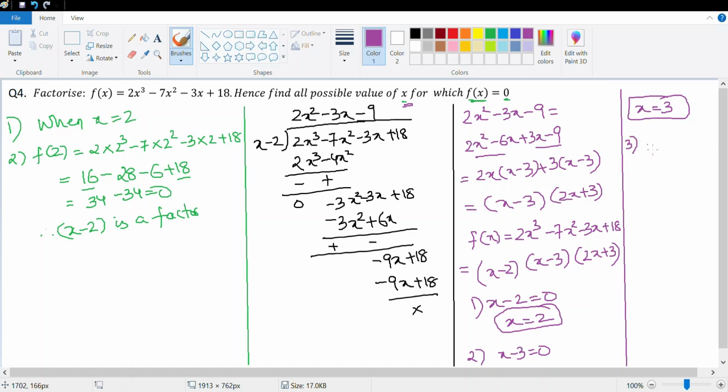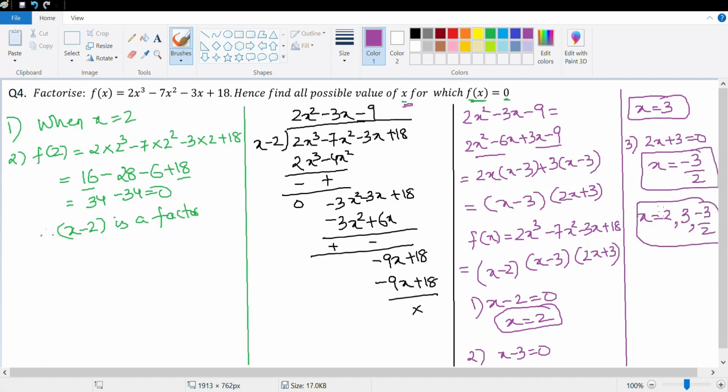Next, 2x plus 3 is equal to 0, which means x is equal to negative 3 by 2. So the values of x for which f(x) will be 0 is x is equal to 2, x is equal to 3, and x is equal to negative 3 by 2. Perfect. That's important to read the question carefully. They didn't want us to factorize. After that, they wanted us to find the value of x.